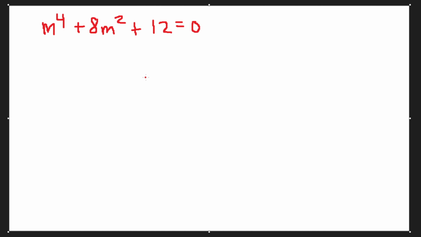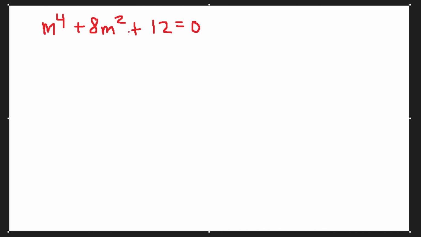Hi everyone, today I will be showing you how to solve a fourth order polynomial equation. I'll be showing how to factor it and how to solve it. For this example we have m to the fourth power plus 8m squared plus 12 equals 0.